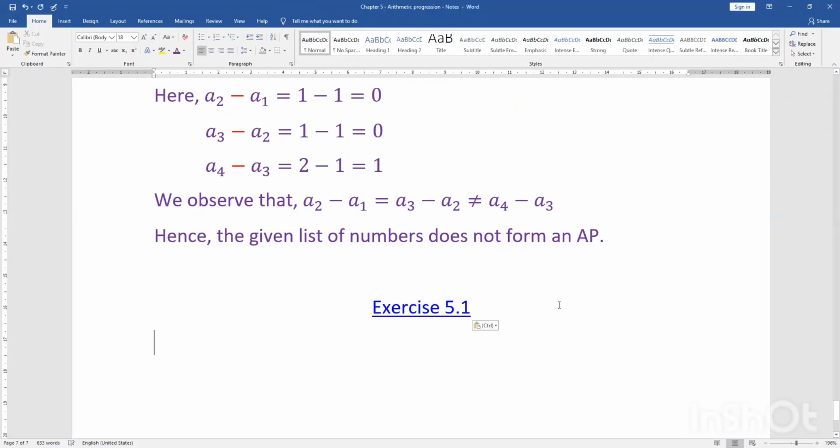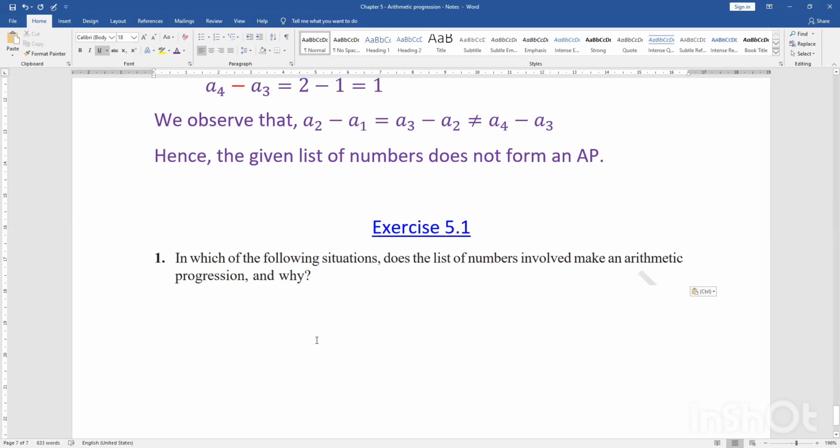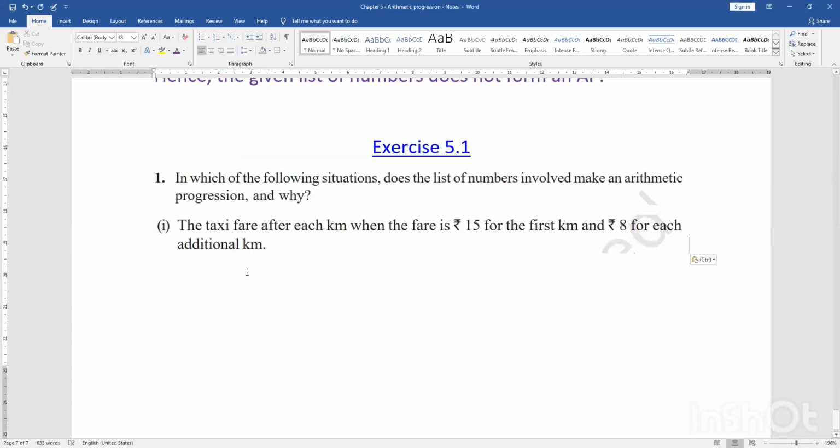Let's take exercise 5.1. The first question we have is, in which of the following situations does the list of numbers involved make an arithmetic progression, and why? Now the first question: the taxi fare after each kilometer when the fare is 15 rupees for the first kilometer and 8 rupees for each additional kilometer.